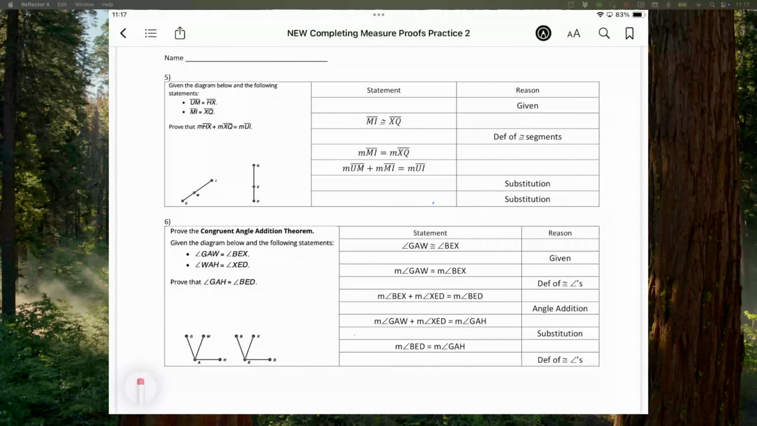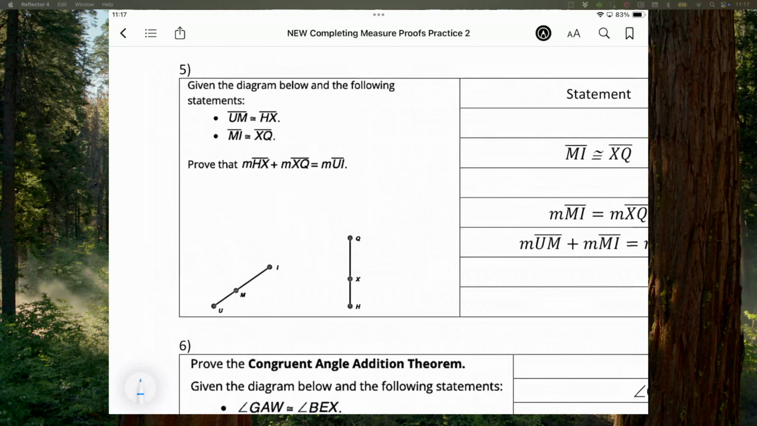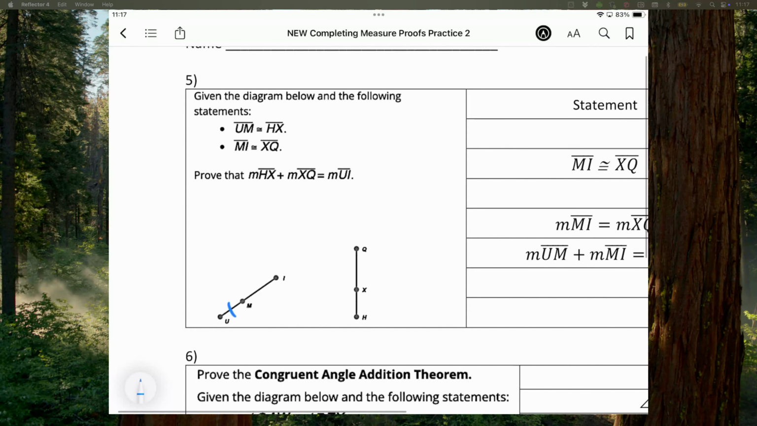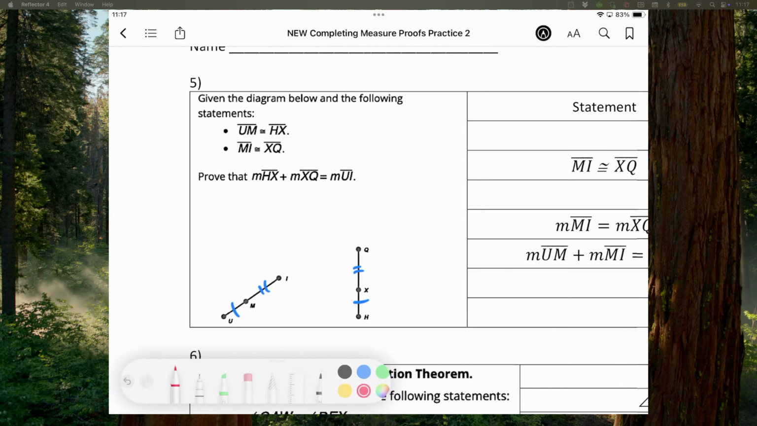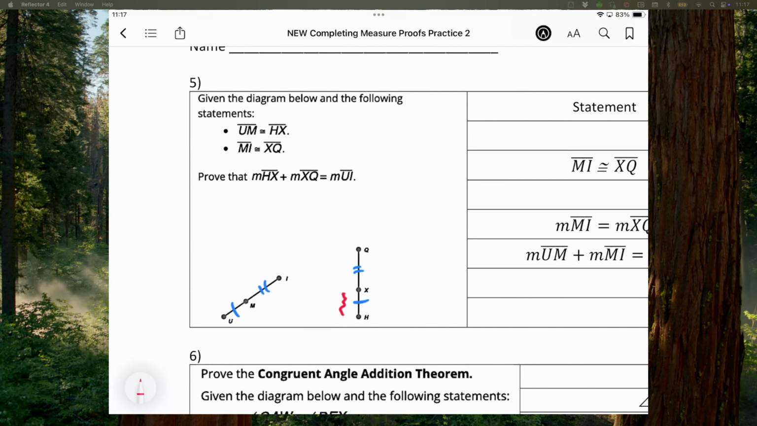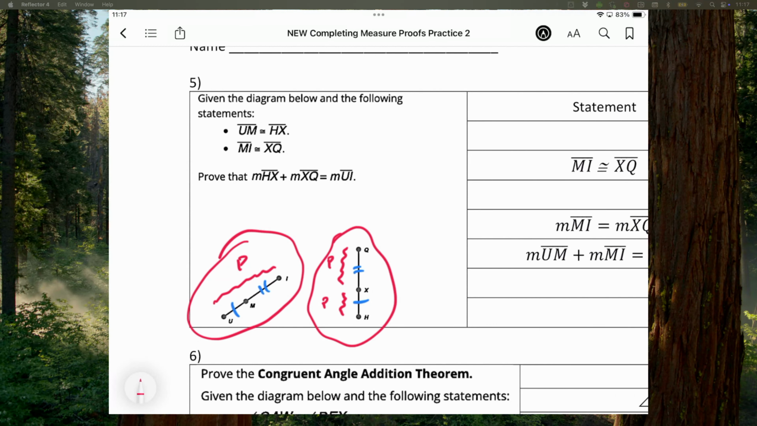Okay, for this one, we are given that UM is congruent to HX and that MI is congruent to XQ. We are asked to prove that HX plus XQ is equal to UI. So if we look at the one on the left, those two are the same as those two over there. So if I add up the two on the left and I add up the two on the right, I should get the same thing.